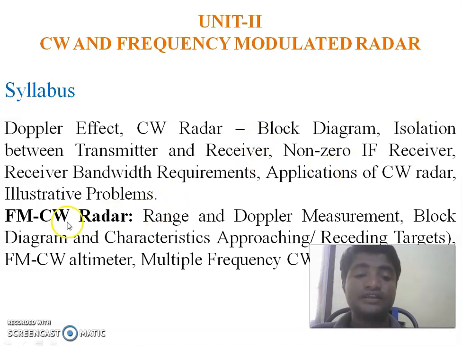And the second part is FM CW radar. In the FM CW radar, we can measure both range and velocity, and that is the first concept, range and Doppler measurement. And next one is block diagram and characteristics of the approaching and receding targets. And the next concept is FM CW altimeter. It is used in aircraft to measure height between the surface of the earth and the aircraft.